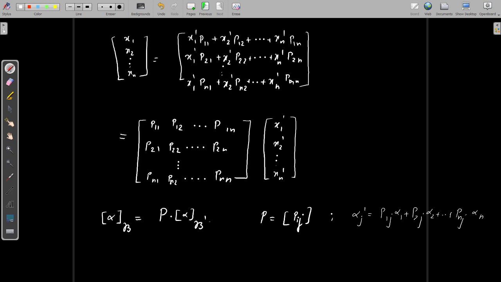So it remains only to prove that this P is invertible. That is the only thing. So we will prove that this P is invertible or non-singular. This is an n-by-n matrix, so it is enough to prove that it is a non-singular matrix, or that its determinant is non-zero. This is proved using the idea of a system of linear equations.